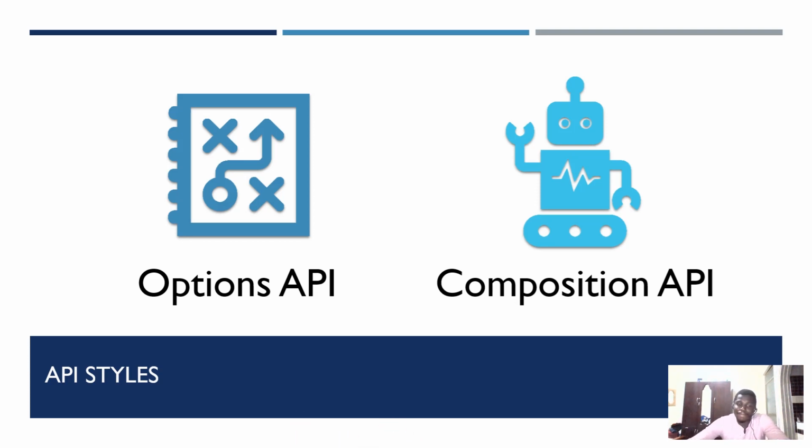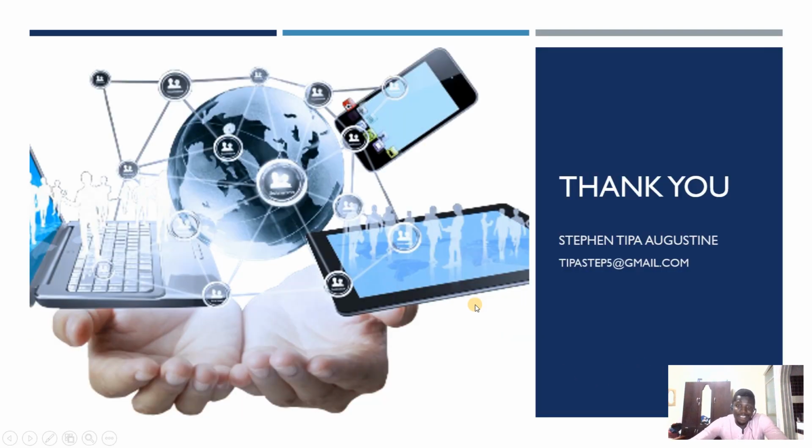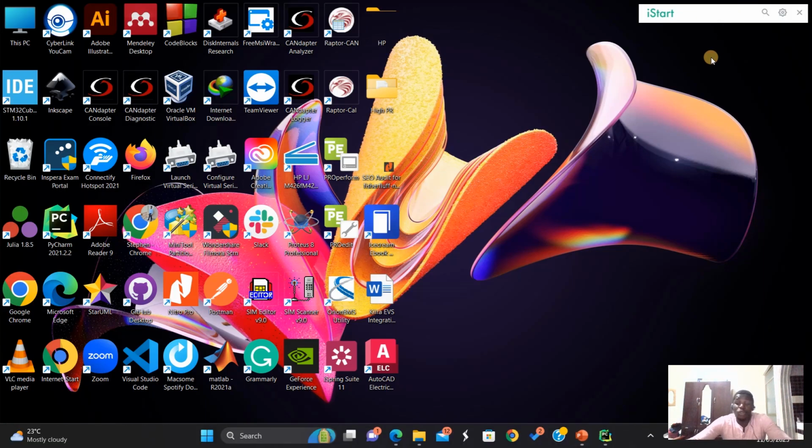So I wouldn't say choose any, but select the one that you feel is quite easy for you. But I advise that you learn the composition API, because when you go to frameworks like Nuxt.js, you'll find that there are a couple of complex ideas that you can more easily implement using the composition API than the options API. So having said that, I'm going to show you guys how to set up a basic Vue application, and we'll run our first Vue application.